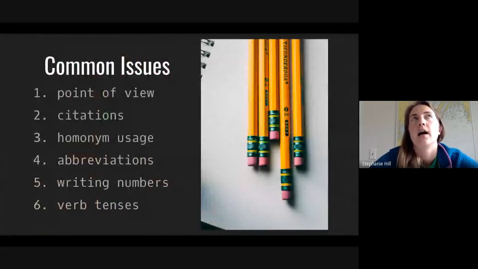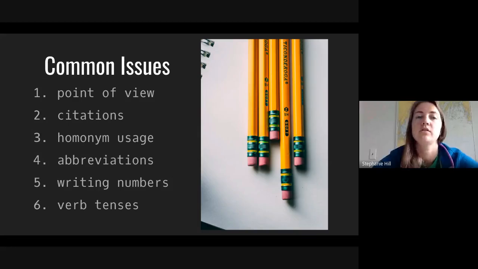I'm noticing that point of view is changing. I'm looking for third person perspective and nothing else. So no I's, no you's. Citations are missing in text, so within the body paragraphs mostly, and NoodleTools at the end.